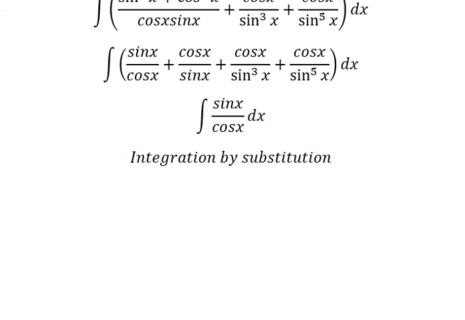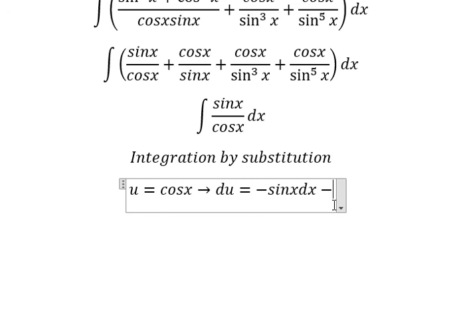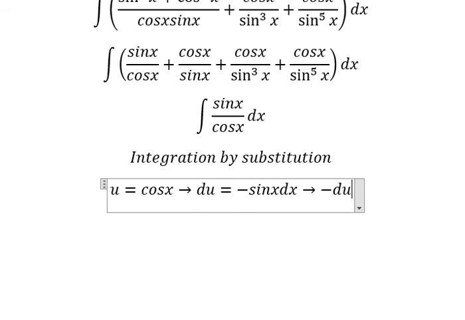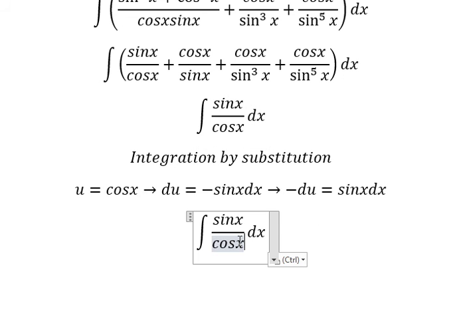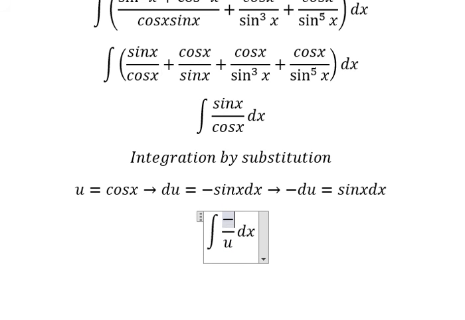So I will put u equals cosine x. Later we need to do the first derivative for both sides, and we have negative sine x dx. Because we don't have the negative sign in here, I will put this one to the left. So this one we have u, sine x dx. We change it to negative du.